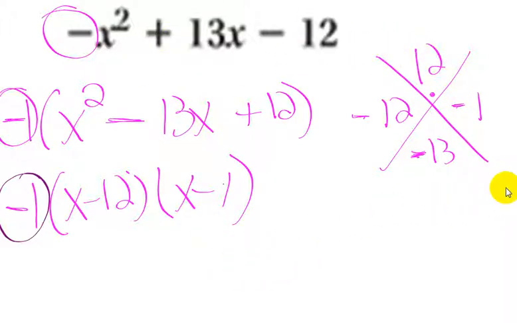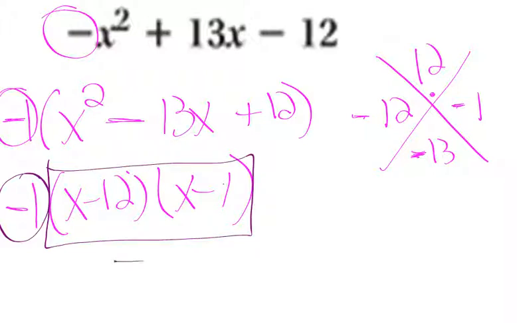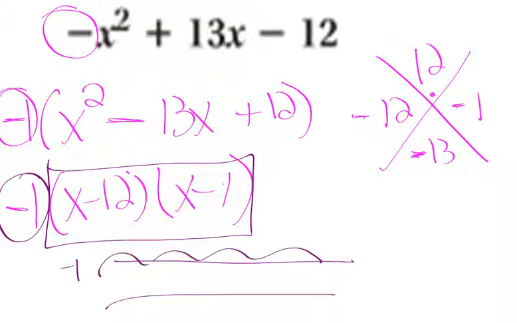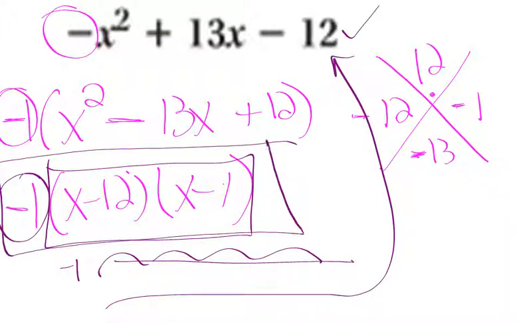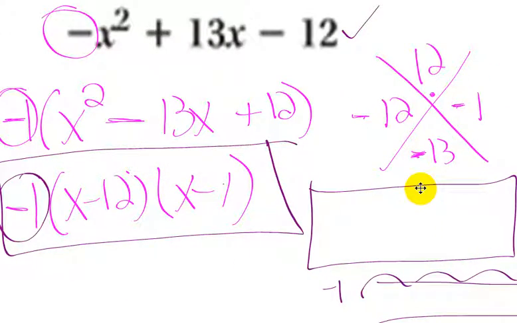So how do you check these? You FOIL out the two binomials, and after you get that answer, multiply everything by the negative 1. Then compare it against your original equation, and it should match. But this whole thing right here is your answer: negative 1 times x minus 12 times x minus 1.